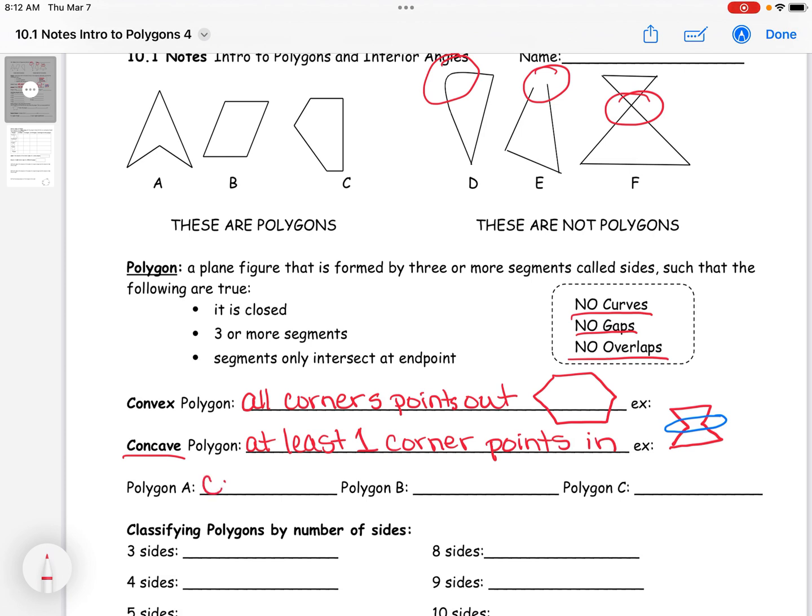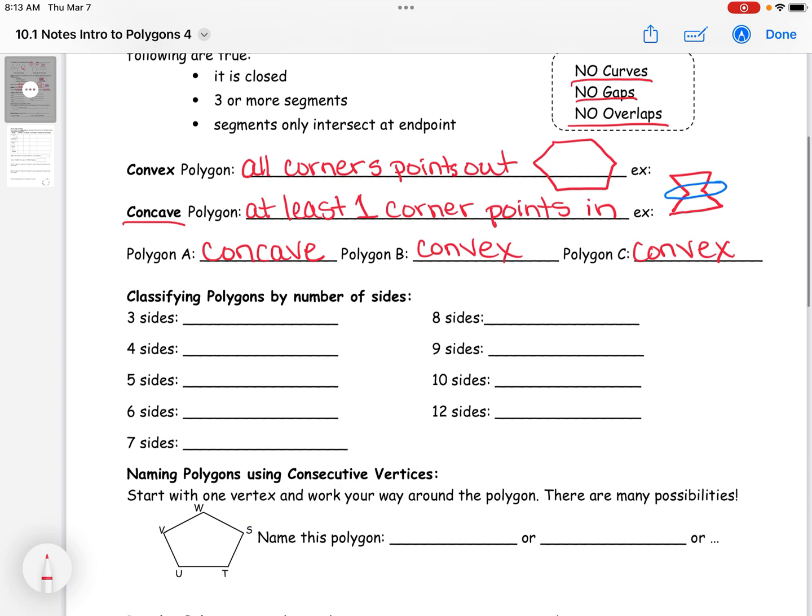So if you look back at the polygons at the top, polygon A is concave, and polygons B and C are convex. So even though this corner is farther inside than the one next to it, it still is outside versus kind of going in.